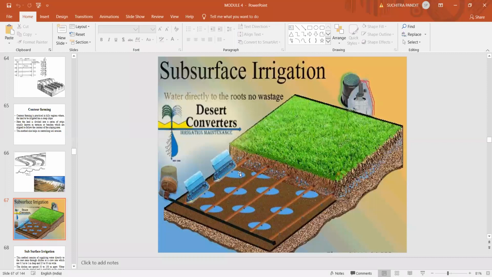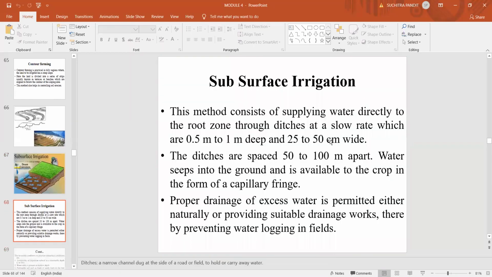So here, the water is directly supplied to the root zone of the crop. This method is not generally practiced in tropical countries. Only in desert regions is this method of irrigation generally practiced.